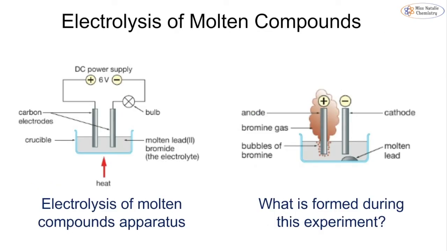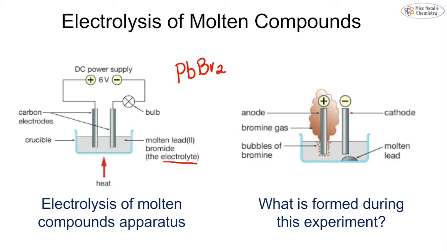Now, when we're looking at electrolysis, there are two different types that we have to focus on. The first one is the electrolysis of molten compounds. This is when we've taken the ionic substance and we melt it. The apparatus that we use has a crucible that contains our molten substance, which we've had to heat, and this is known as our electrolyte. In this case, we're using lead bromide, or PbBr2. We have our carbon electrodes connected to a bulb and then connected to a power supply.